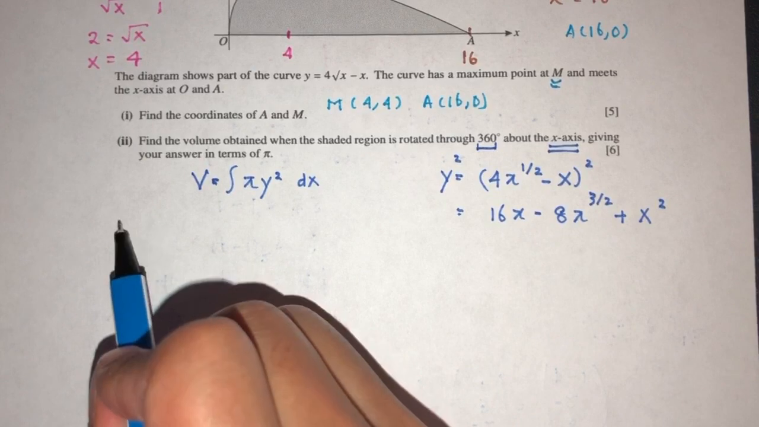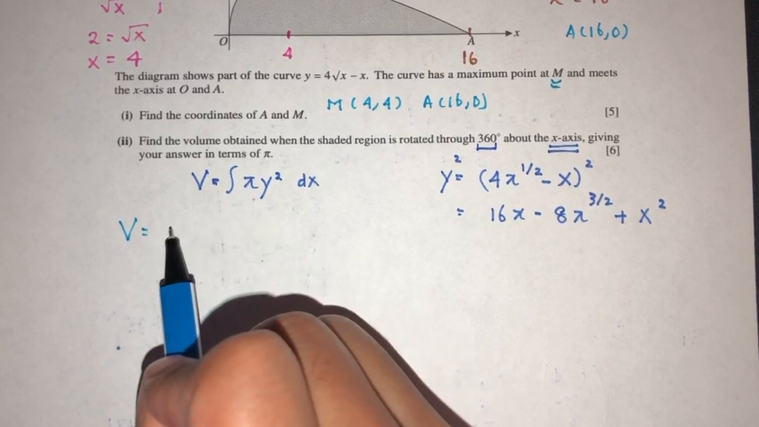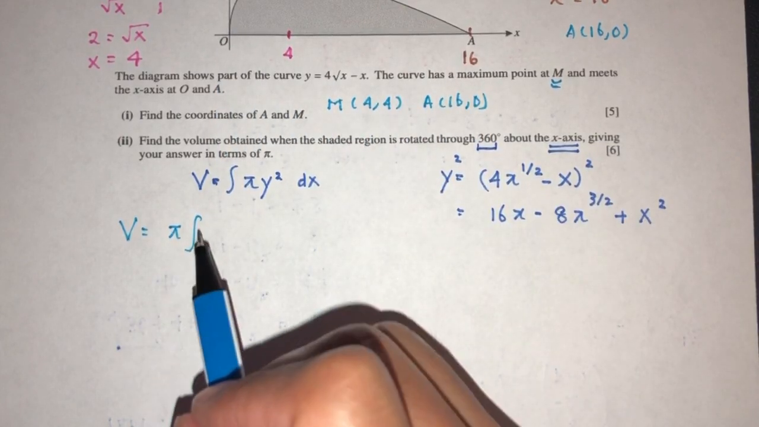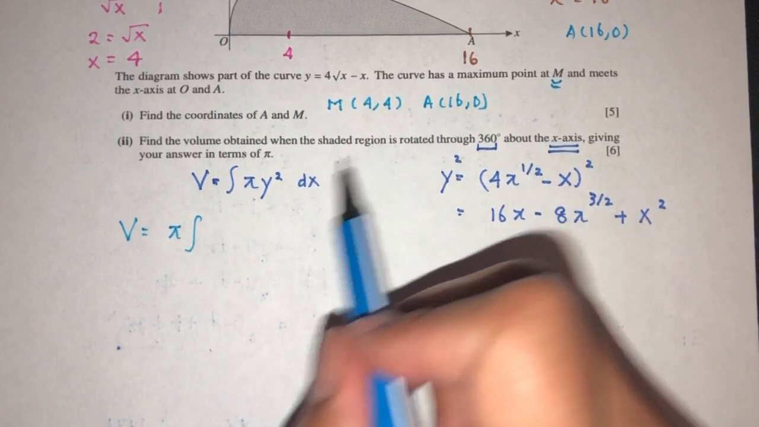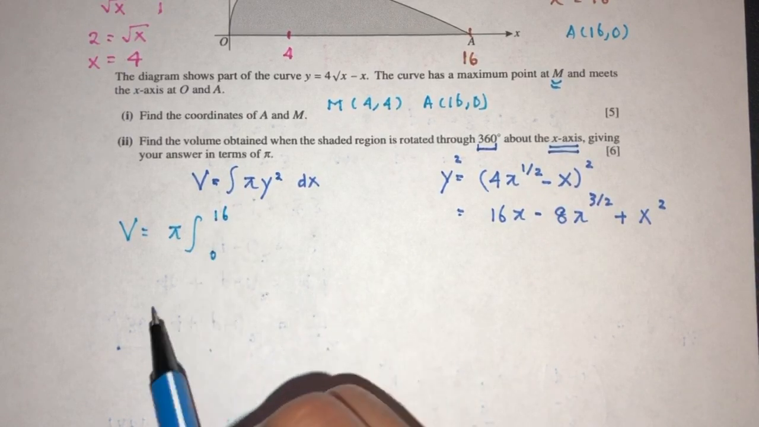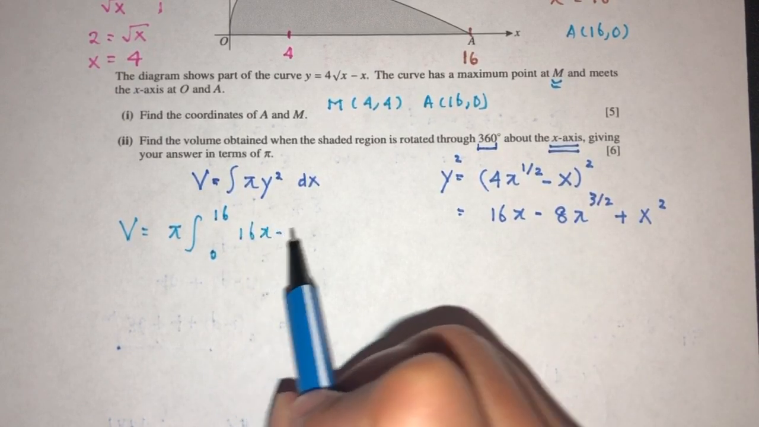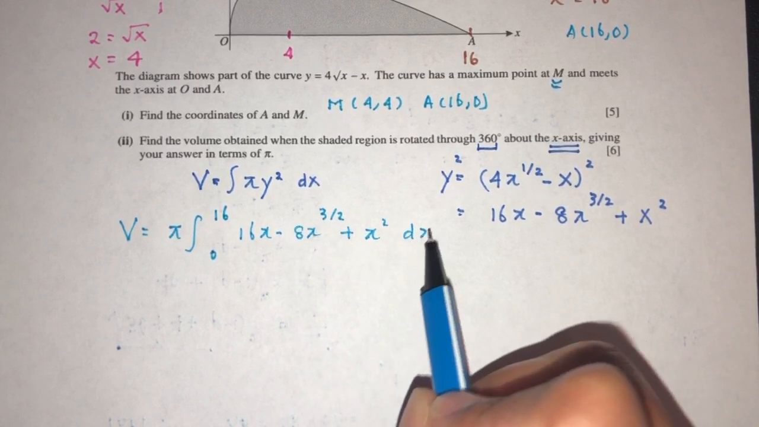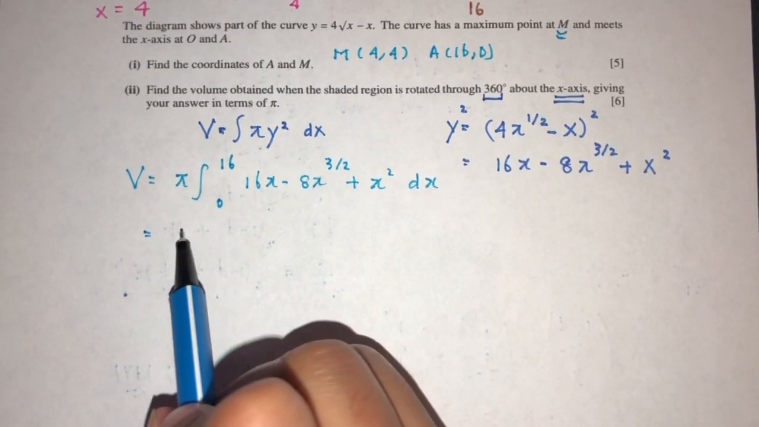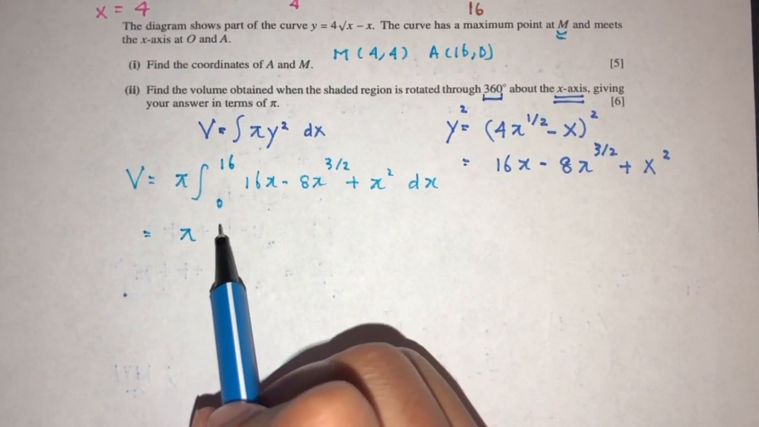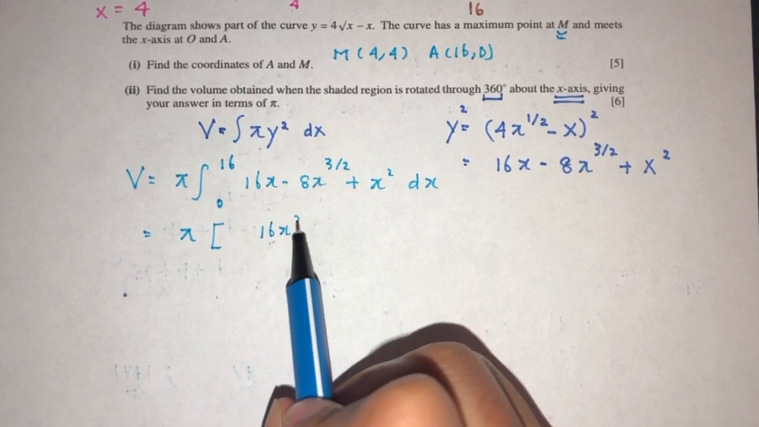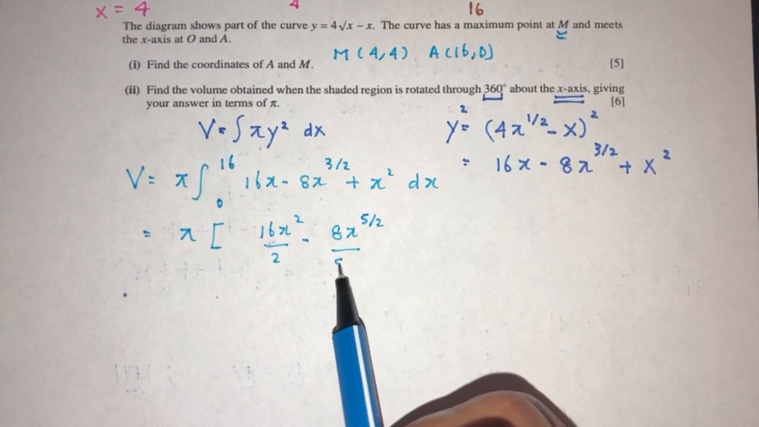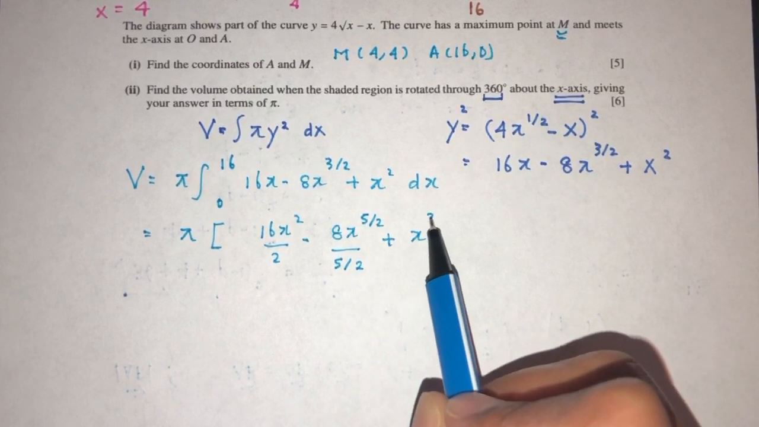Now replace here, you will have volume will be integration, take out pi, it is only a multiple. Limits is 0 and 16. Inside we have 16x minus 8x power 3 over 2 plus x squared dx. So let's solve. Here we have what? That will be 16x squared over 2 minus 8, that will be power 5 over 2, and plus x power 3 divided by 3.